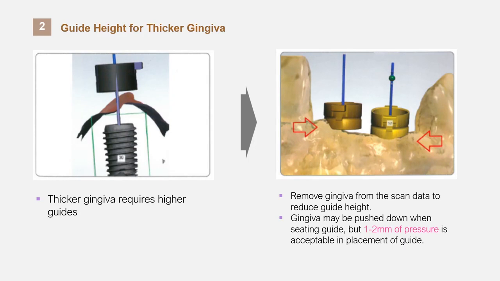The gingiva can be pressed down when seating the guide. The pressure of about 1 millimeter does not affect the guide's height, but it is best to check the offset under the CT before proceeding with the surgery.